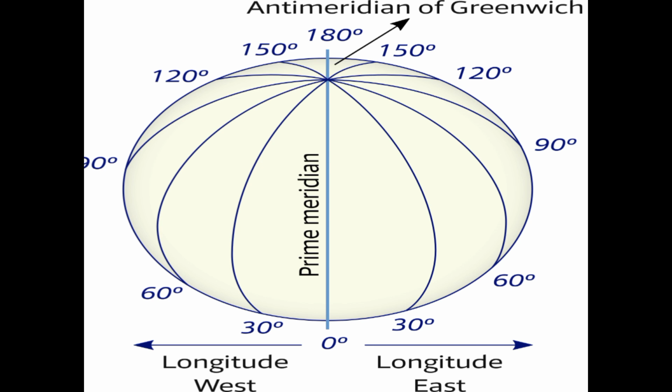Here, 0 degrees, east 180 degrees and west 180 degrees. Observe here: 30, 60, 90, 120, 150, 180 on the east side. In the same way on the west side also, 30, 60, 90, 120, 150, 180. All are given now. That means 180 east longitudes and 180 west longitudes. Do you understand? Yes, this 180 is the same.